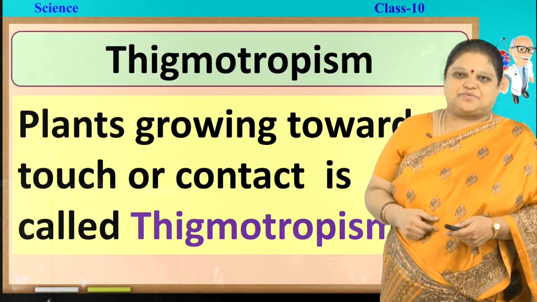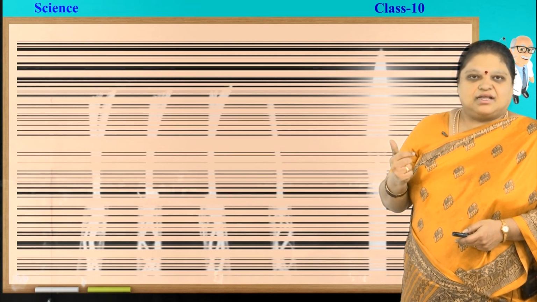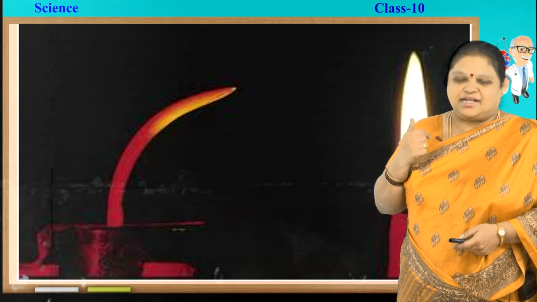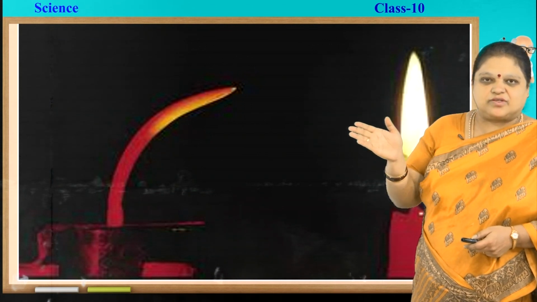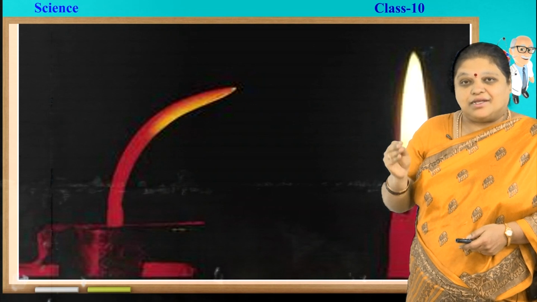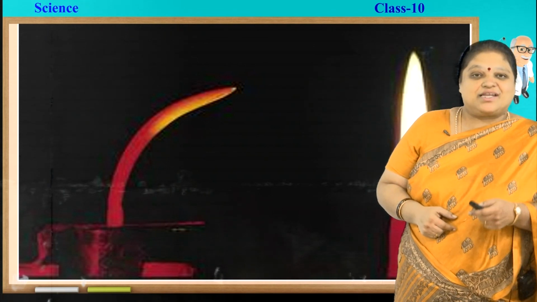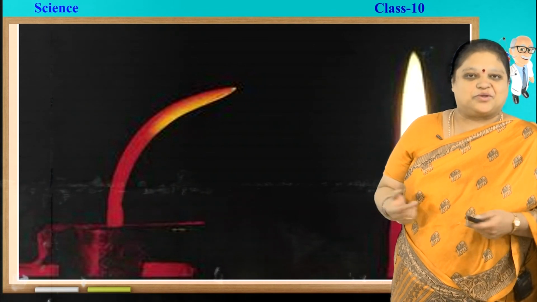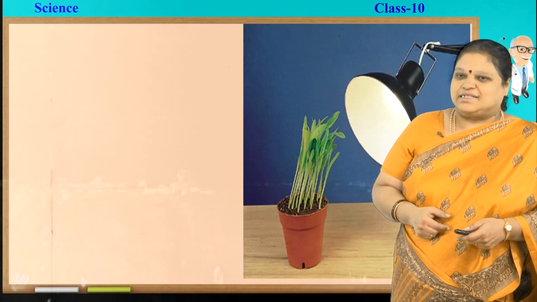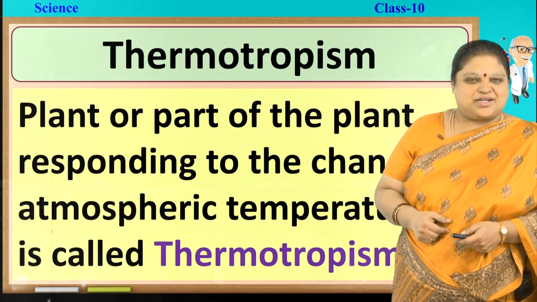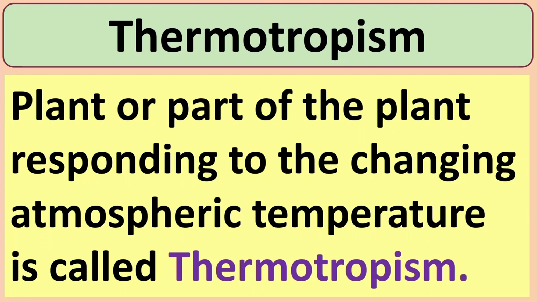Thigmo means touch. Next, we will see here the plants are growing towards the candlelight. See, the tip is growing towards the candlelight or near the temperature. So, they require some amount of temperature for their growth. What do you call this type of tropism? It is called thermotropism. Thermo is connected to temperature. So, a plant or part of the plant responding to the changing atmospheric temperature is called thermotropism. I want you to make note of it.